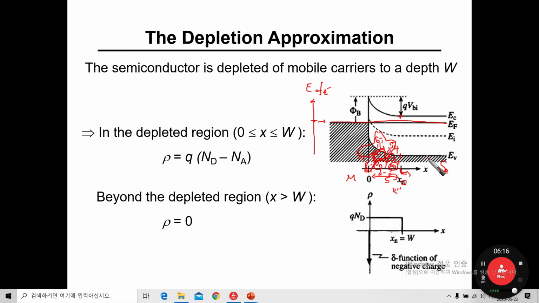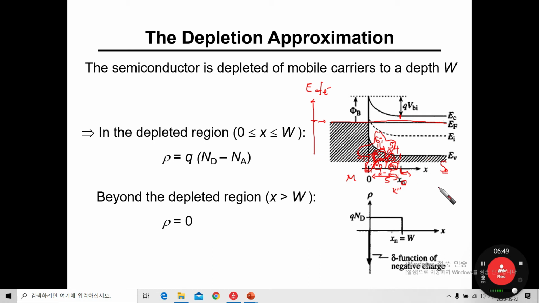The depletion approximation says that the semiconductor part in MS contact is depleted of electrons in the case of an n-type semiconductor, or more generally, the semiconductor, n-type or p-type, can be depleted of mobile carriers to a depth of W. Okay, to a depth of W. This is the core part of the depletion approximation.